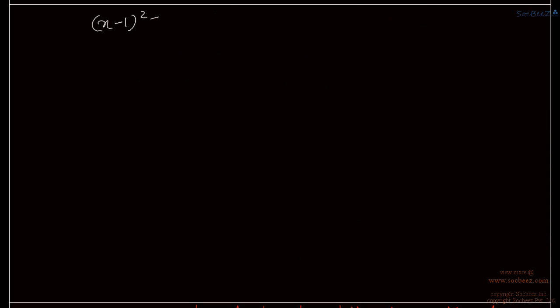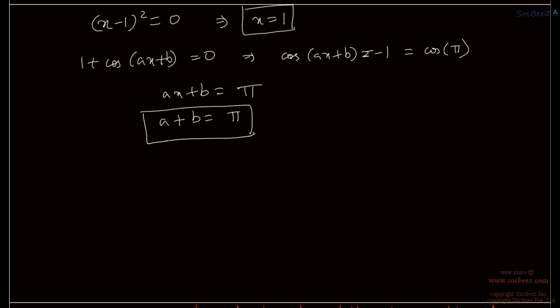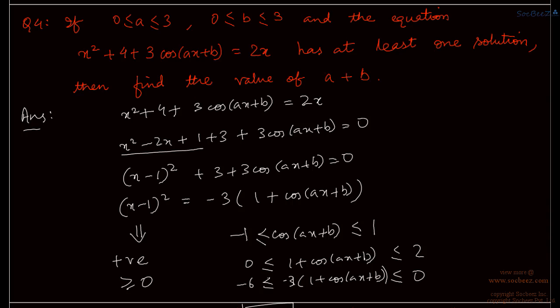When both of them are equal to 0, what do we get? x minus 1 squared equal to 0, or x is equal to 1. The other is 1 plus cos of ax plus b equal to 0, so cos of ax plus b is equal to minus 1, or cos of pi. Actually this can be written as even more multiples of pi, but we have the condition that a and b are less than or equal to 3 and x is equal to 1. You can check that later. So ax plus b equal to pi, or since x is equal to 1, a plus b is equal to pi. Hence, we find the value of a plus b.